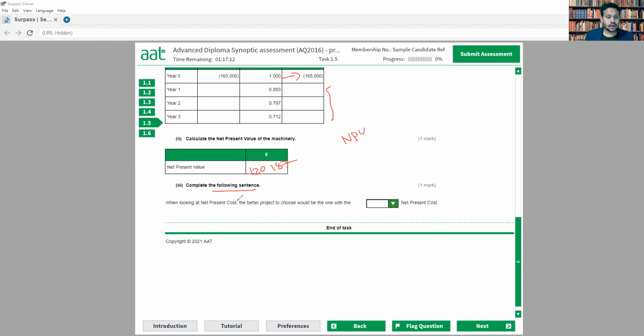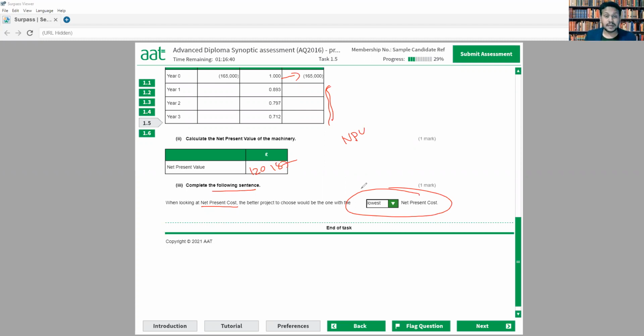And this is only for the cost, net present cost. The better project, so this is only the cost they're asking. The better project to choose would be the one with what? This is very important to understand. With the lowest net present cost. So we're going to choose the one that will give us the lowest cost. We're not going to choose something that will give us the highest cost. So if the project gives us less cost, we should go for that one.